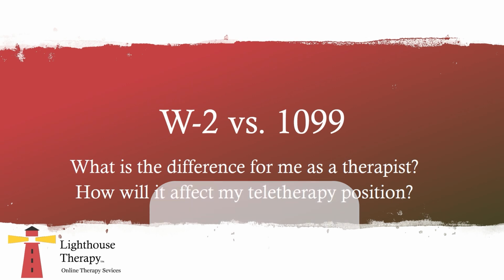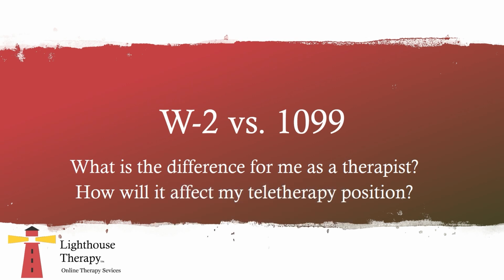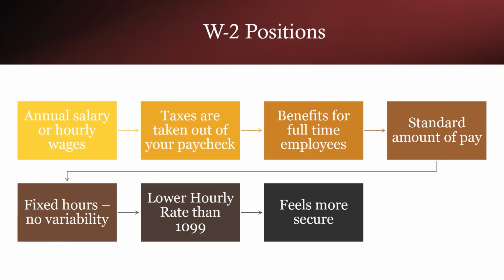And in this video, we're going to answer these questions. What is the difference for me as a teletherapist if I'm doing a W-2 versus a 1099? So for a W-2, you're going to have an annual salary or hourly wages that are set based on how many hours you're working for the schools. Taxes are taken out of your check, and generally you'll be provided benefits like medical, dental, vision, life insurance, etc. for a full-time position. You will have a standard amount of pay each time that you get paid based on the position that you take.